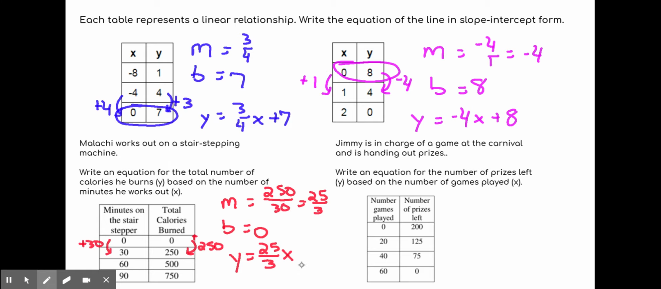We would not write the plus 0. We could, but we don't have to. So this is what kind of relationship here? This is a proportional relationship. Okay? All right, one more. Jimmy is in charge of a game at the carnival and is handing out prizes. Here is how many games that have been played and how many prizes he has left. Notice he has fewer prizes as the night goes on. That makes sense, right? So you find the initial value, the rate of change, you write the equation of this situation.